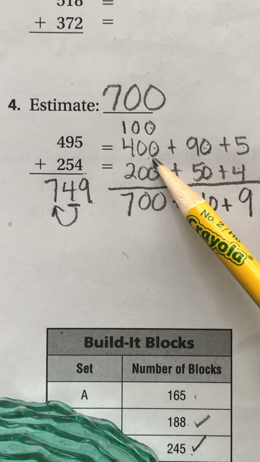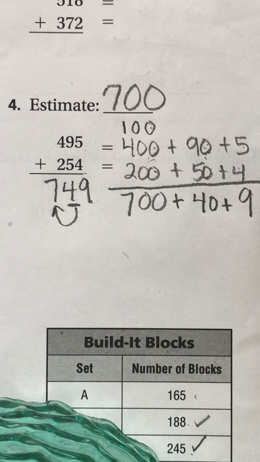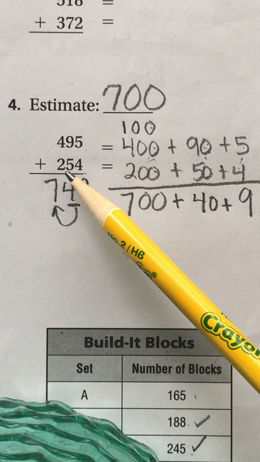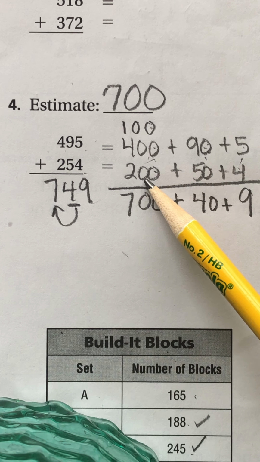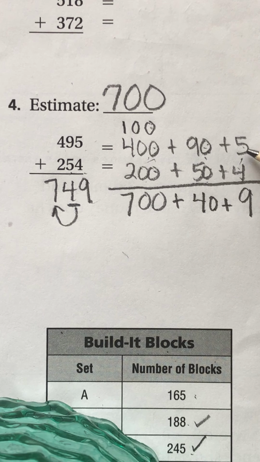So 4 is worth 400. 9 is worth 90. 5 is worth 5 ones. So make sure you have that written. 254. 2 is worth 200. 5 tens is worth 50. And 4 is worth 4 ones. Make sure you have that written. Now we're going to add down. 5 plus 4 is 9. 90 plus 50 is actually 140.